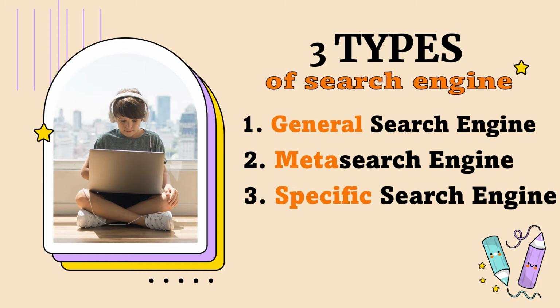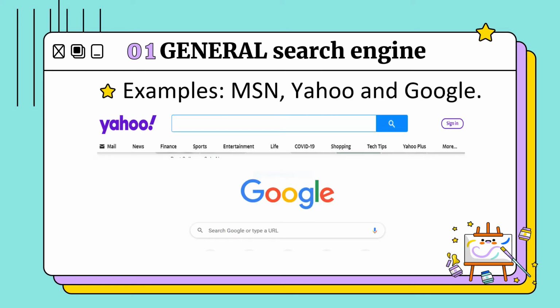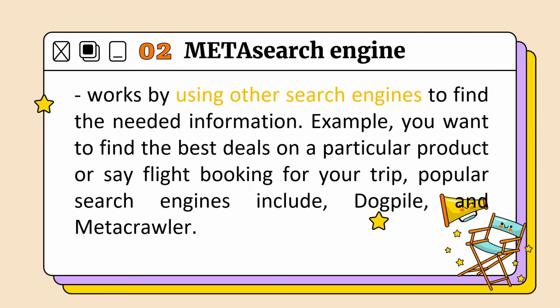When we say general search engine, from the word itself, general, it refers to wide-ranging search engines capable of searching millions upon millions of sites for specific information. Google, Yahoo Search, and MSN are popular examples of this type. Okay, moving to the second type, the meta search engine.